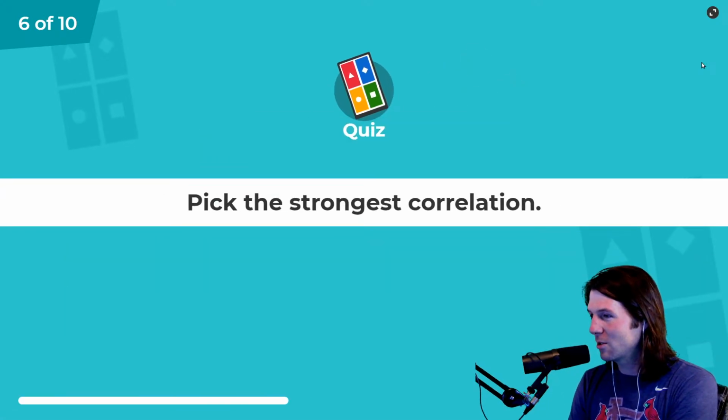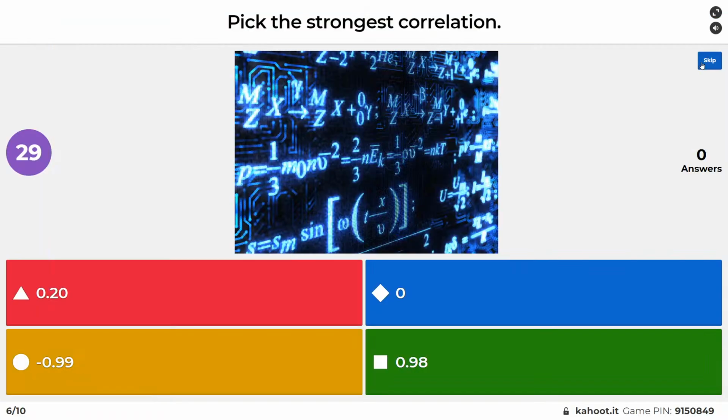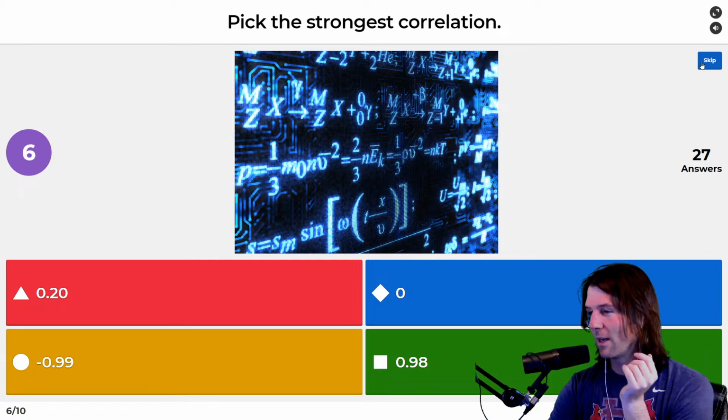Pick the strongest correlation. What's the strongest correlation? I changed it. Please tell me I didn't make the mistake on this one. Please tell me I changed it. I know I changed it. I updated it. And please tell me I did not destroy it. I should never, ever change questions. I'm giving myself a heart attack.